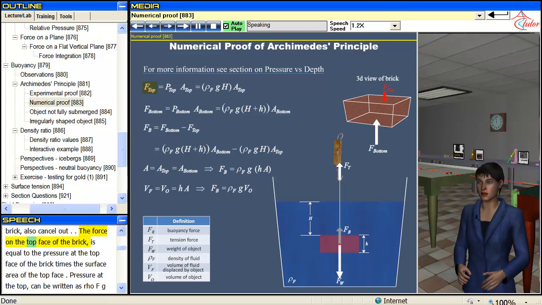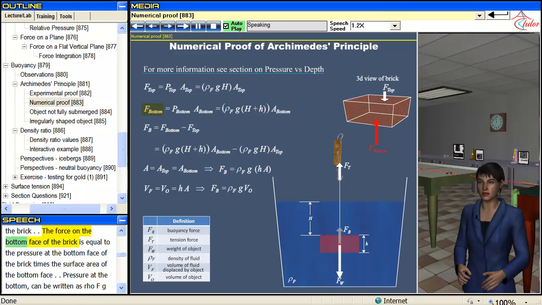The force on the top face of the brick is equal to the pressure at the top face of the brick times the surface area of the top face. Pressure at the top can be written as rho g times capital H. The direction of this force is downwards, perpendicularly to the top face of the brick.